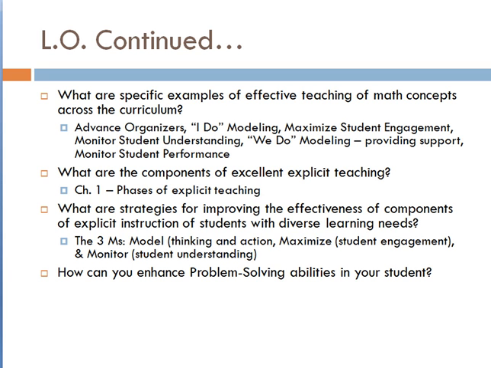Okay, next is what are the strategies for improving the effectiveness of components of explicit instruction of students with diverse learning needs? And I'm going to go right back to that 3M model. It's the model, it's the maximizing, and it's the monitoring. If you use that simple system where you're showing your students, you're getting their buy-in, and then you're monitoring to make sure they get it, that is the best way to really work on your students with diverse learning needs.